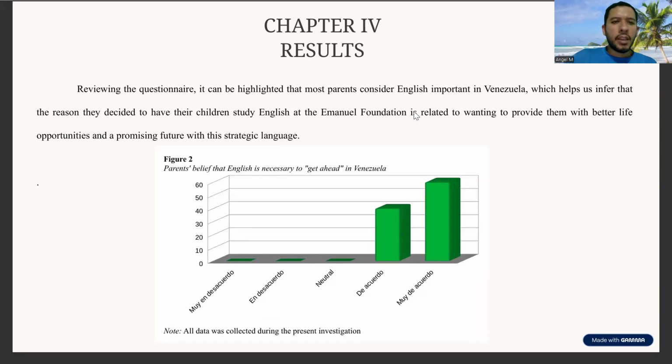Reviewing the questionnaire, it can be highlighted that most parents consider English important in Venezuela, which helps us infer that the reason they decided to have their children study English at the Emmanuel Foundation is related to wanting to provide them with better life opportunities and promoting a future with the strategic language.